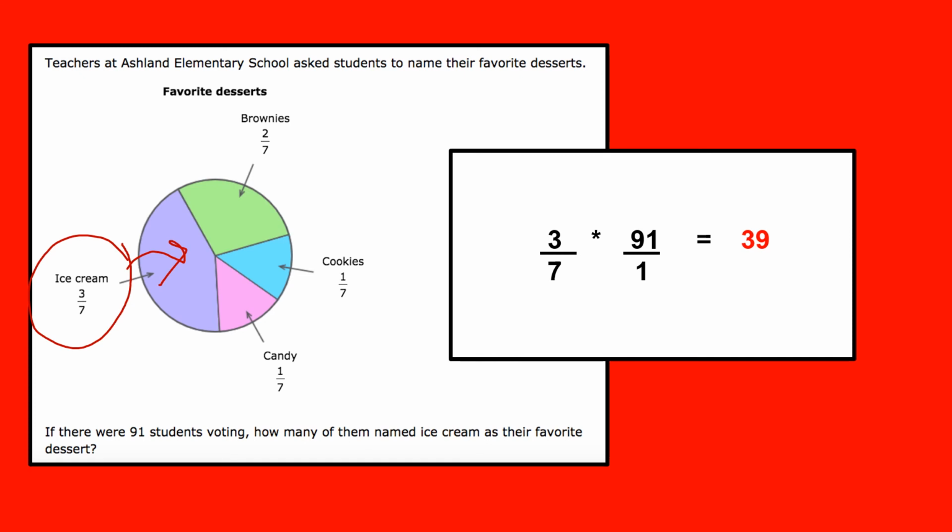And again, we could simplify that by canceling. 7 goes into 7 one time. 7 goes into 91 13 times. 3 times 13 is 39. 39 over 1 is simply 39. And there we have it.